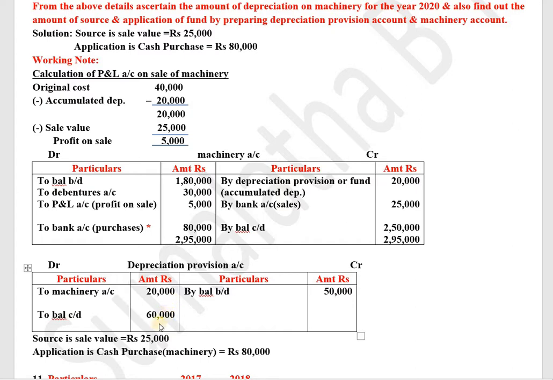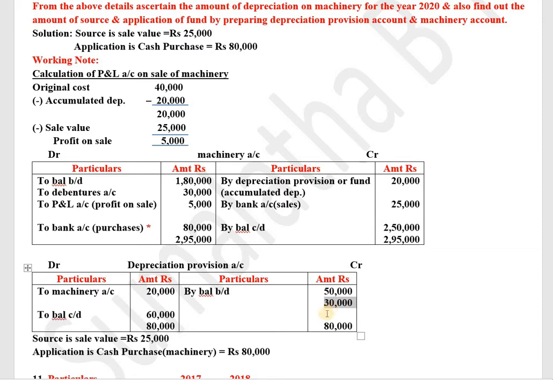Here 60 plus 20 you get 80,000. Take the 80,000 on the other side. 80,000 minus 50,000, you will be getting 30,000. What is this 30,000? This is the depreciation for 2020 that we have created. And whatever depreciation is created, we will be transferring to the P&L account.